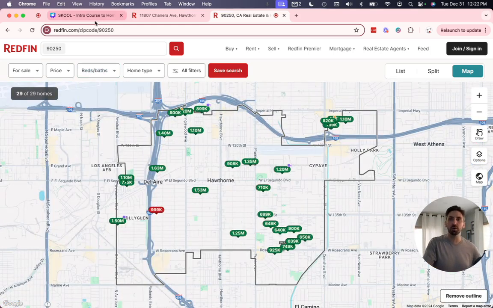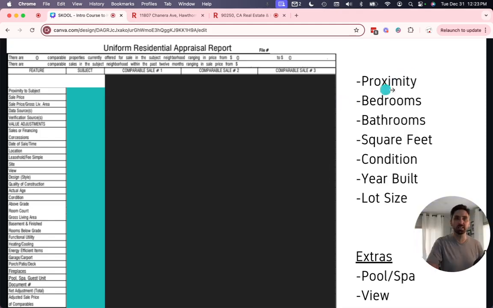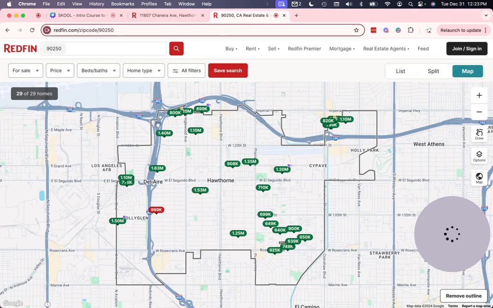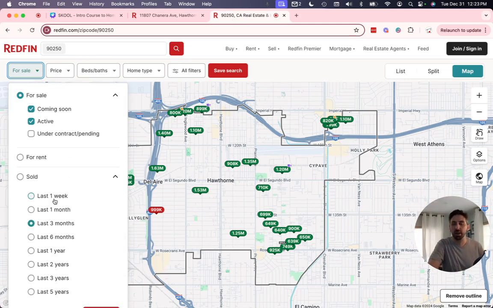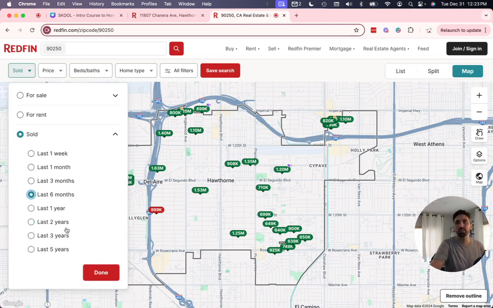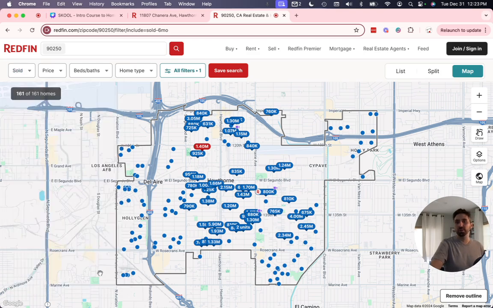Because remember, we want to focus on proximity. And proximity means how close is the subject property to these comps. So 90250 is exactly what I want to see. Now, I don't want to see for sales. I want to see sold. And I want to see sold within the last 6 months. Ideally, it'll be sooner than that. So we can always adjust that later.